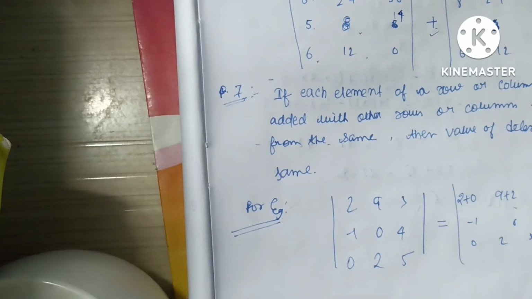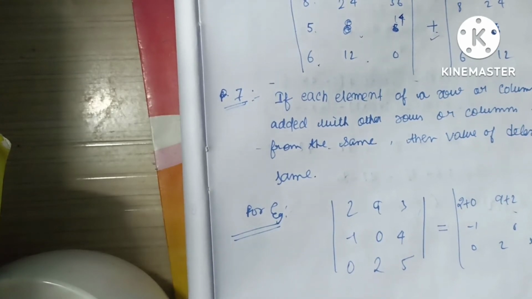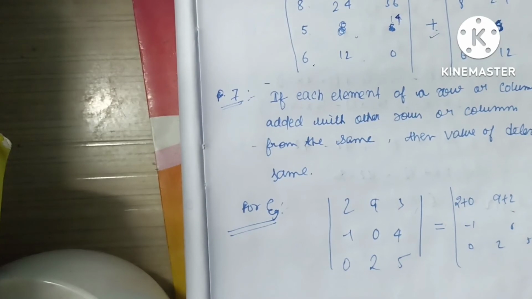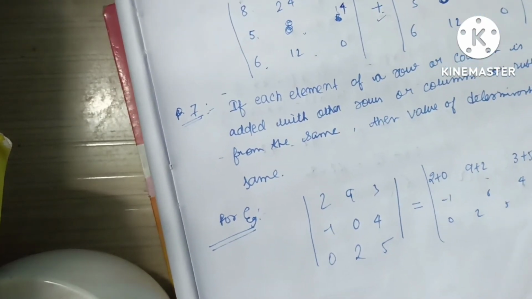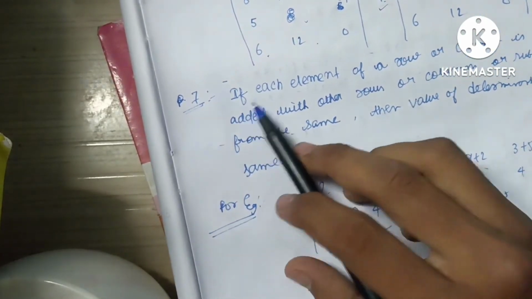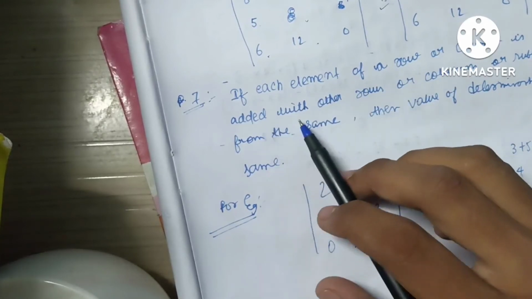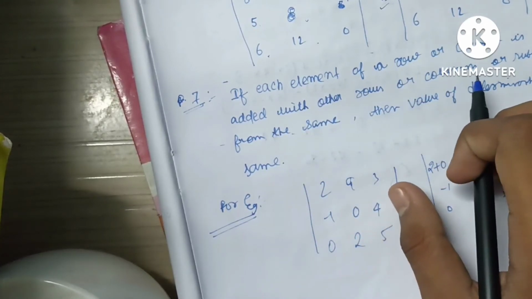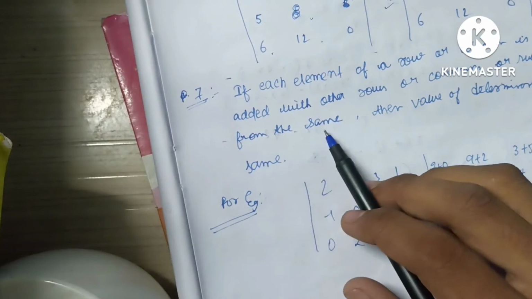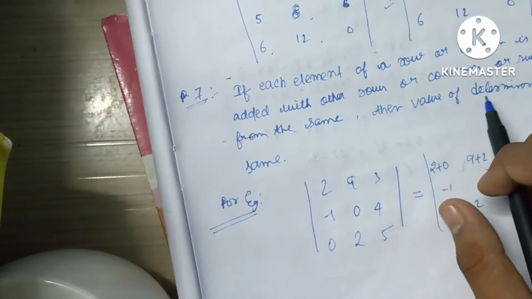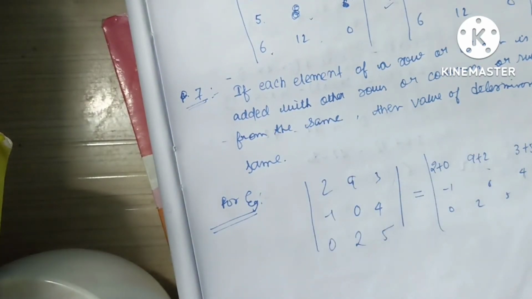So let us move to the seventh property, which is often said to be the most powerful property of determinants. The most important property of determinants is property number 7. If each element of a row or a column is added to other rows or columns, or subtracted from the same, then the value of the determinant is the same.